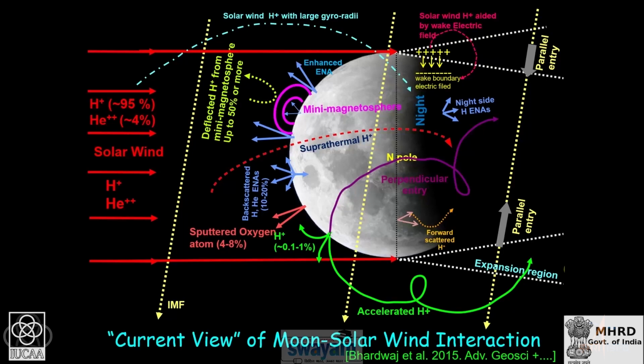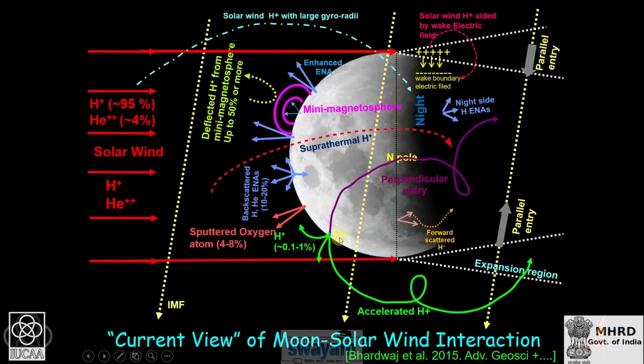There are many processes happening, including that it is not a complete absorption of the solar wind plasma on the lunar surface, but a significant part is actually backscattered from the lunar surface, and that could be protons converted into neutral hydrogen and coming out. It is almost like 20%. We have sputtered oxygen which is coming out of the surface, almost like 4 to 8%, and we have protons coming out as protons, or you can say backscattered as protons, but the percentage is just 0.1 to 1%.